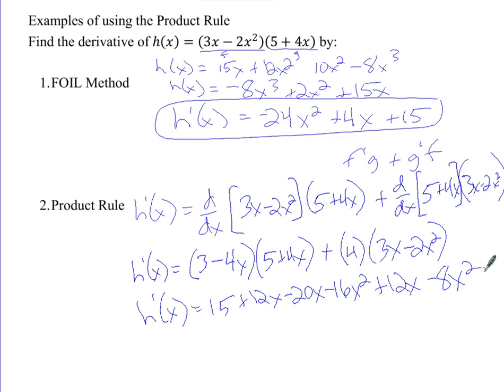And obviously we're going to have some like terms to combine here. H prime of x equals, we need to go with negative 16x squared minus 8x squared, which is negative 24x squared. And then we go to the x terms. We have 12x minus 20x, which is negative 8x, plus 12x, which is positive 4x. We only have one constant term, plus 15.